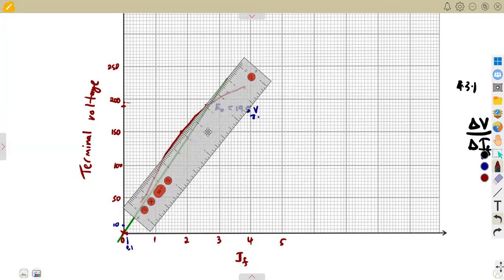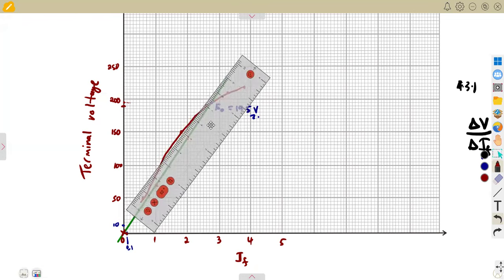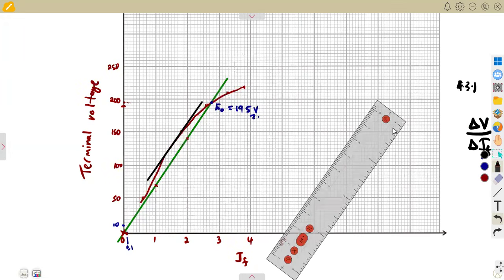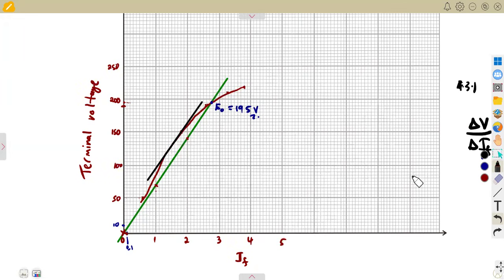This cannot intersect with another part at another point. Remember, a tangent is not supposed to intersect twice. So the smoother your curve is, the better the approximation we are going to have in our answer. So something like this, okay? Something like that. So it is going to approximate.